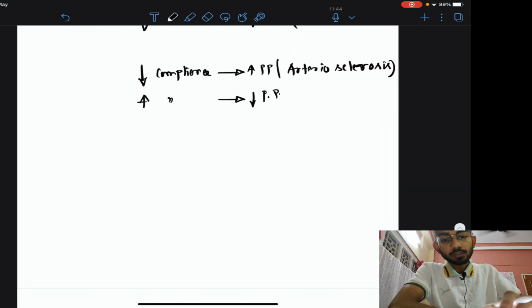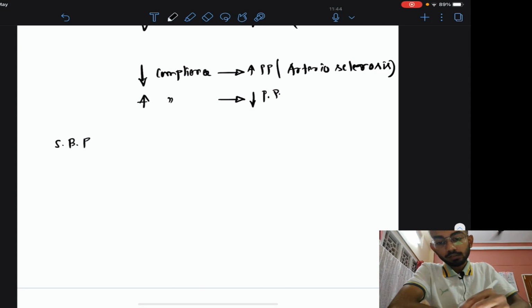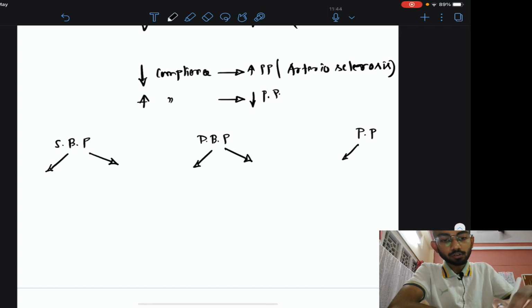Okay, so now write systolic blood pressure, diastolic blood pressure, and pulse pressure. Now what does systolic blood pressure depend on, and what is it produced by? Let us talk first about what systolic blood pressure is produced by. The systolic blood pressure is produced by the ventricular contraction.